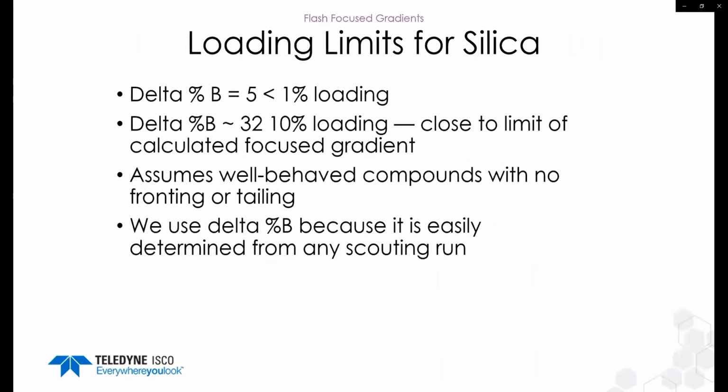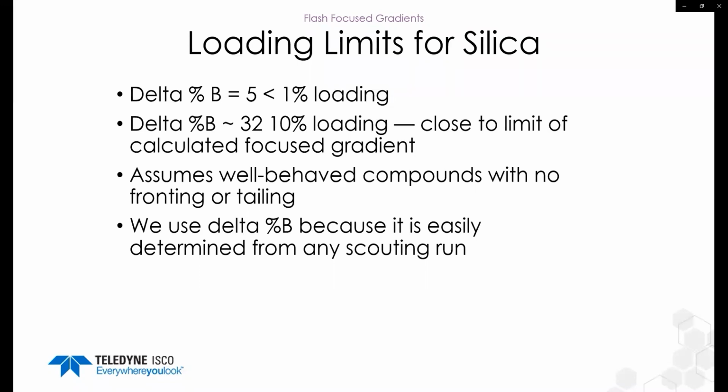On the TLC plates, we can determine the loading by the difference in column volume elution between the compound to be purified and the nearest impurity. Remember that CV is 1 over the Rf. If a delta CV is 1, that suggests the loading is around 1%.